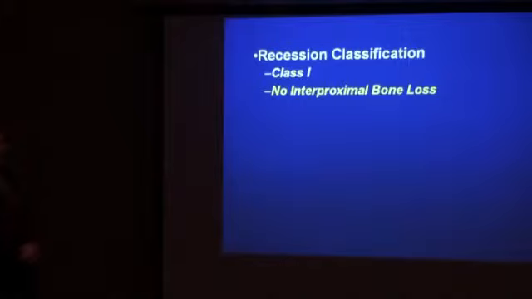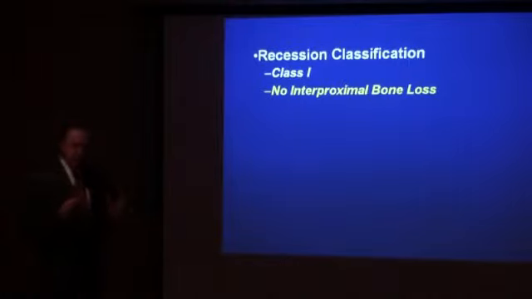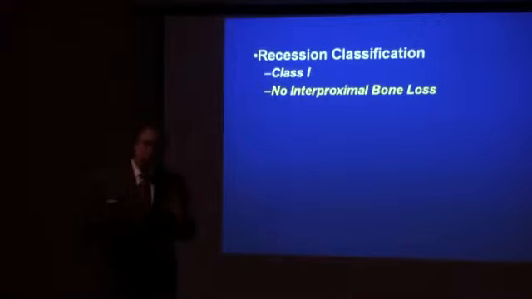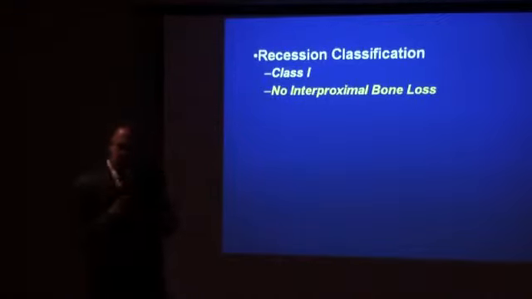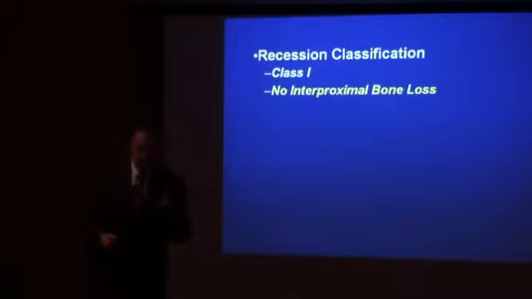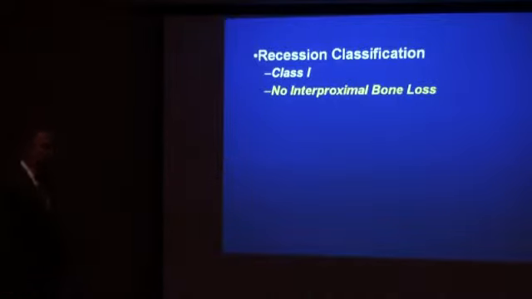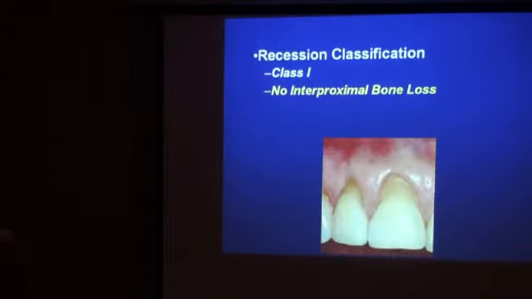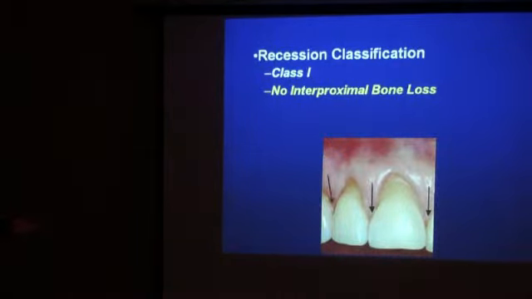The important feature here with Class 1 recession is that the tooth demonstrates recession, but there's no interproximal bone loss on either side. And that's very important in helping us to predict our results. So keep that in mind. No interproximal bone loss. And here you see a great example. The papillae fill the embrasure spaces.